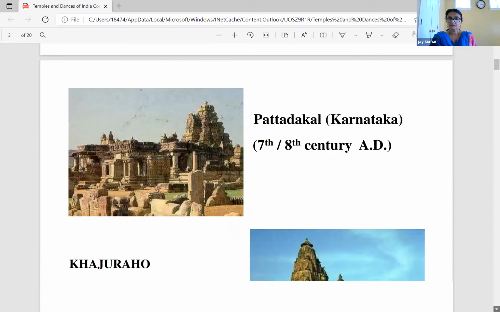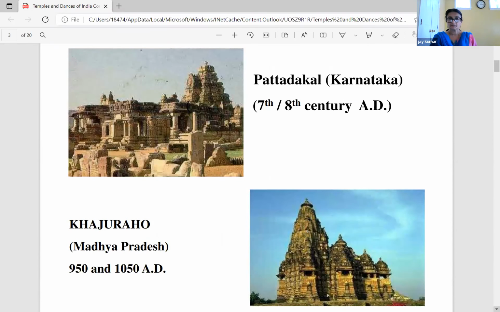Here we have some pictures of the temples themselves. Again, some of these are from the southern part. The top one is from my state of Karnataka. As you can see, they are very old temples. They were constructed a long time ago.